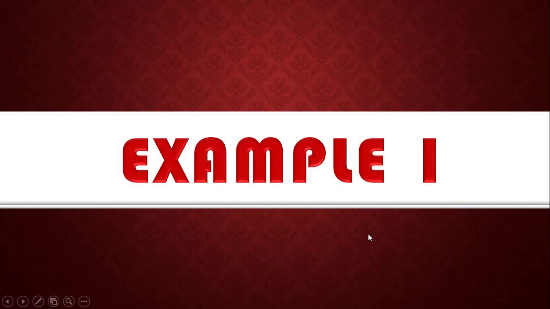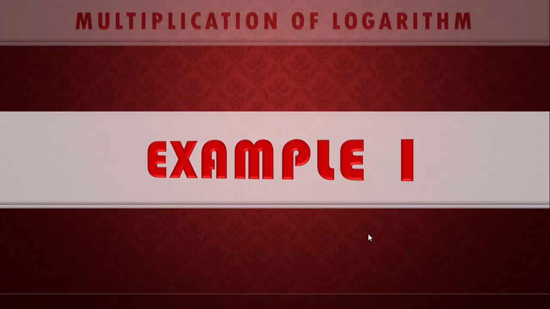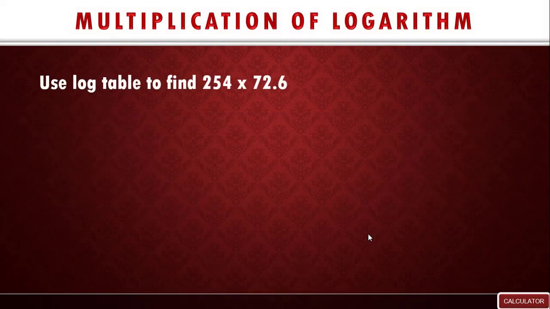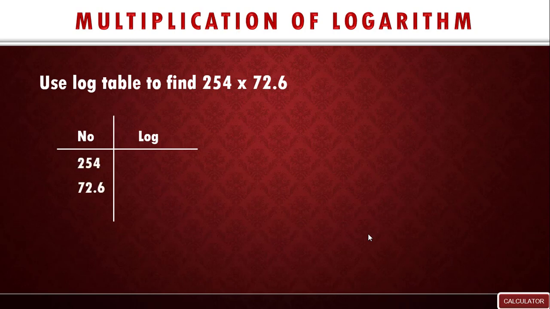So let's look at the first example, which is example 1. We're asked to use the log table to find 254 multiplied by 72.6. Okay, the very first thing you should do here is to draw your number log, and then the next thing is to arrange the numbers 254 and 72.6. So we want to determine the characteristic and the mantissa. So we are making use of our calculator to do this.